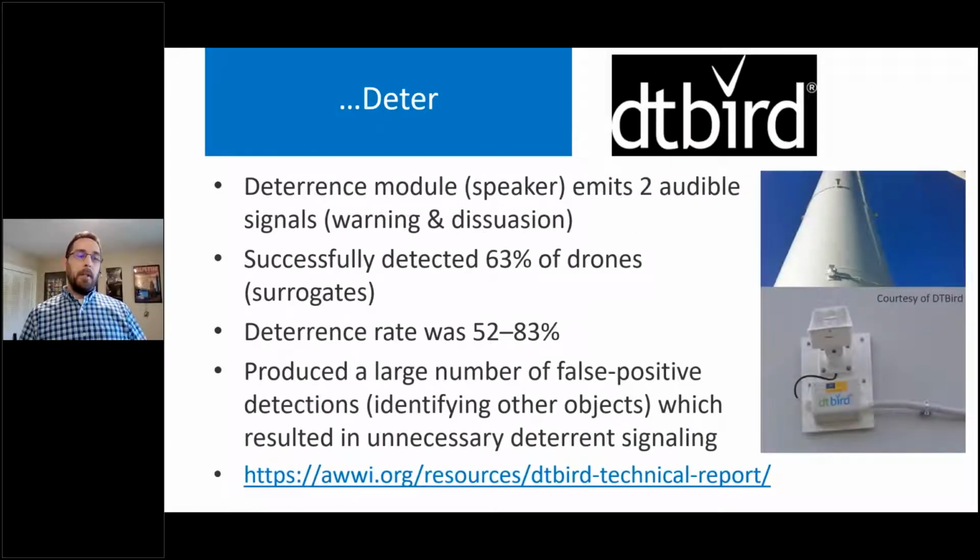For DT Bird, rather than curtailing, once an eagle is classified, the action here is to deter the eagle's approach towards a wind turbine. Here there are two audible signals that are emitted based on a threshold distance. So as an eagle is approaching and it's identified at a given distance, a warning signal is emitted. If the eagle continues on its path, then a second signal, a dissuasion signal, is emitted to prevent the bird from continuing on its approach.